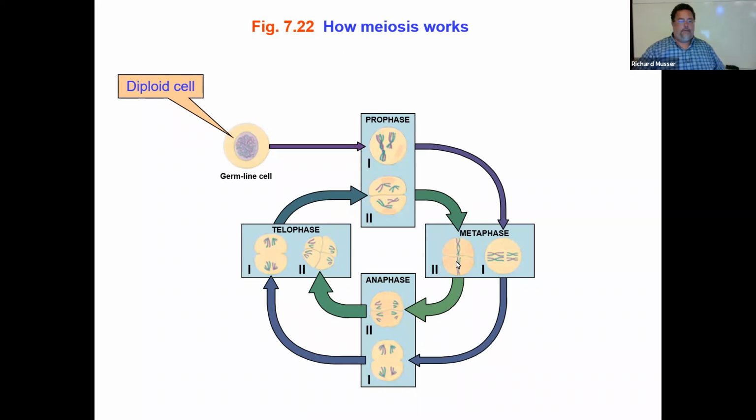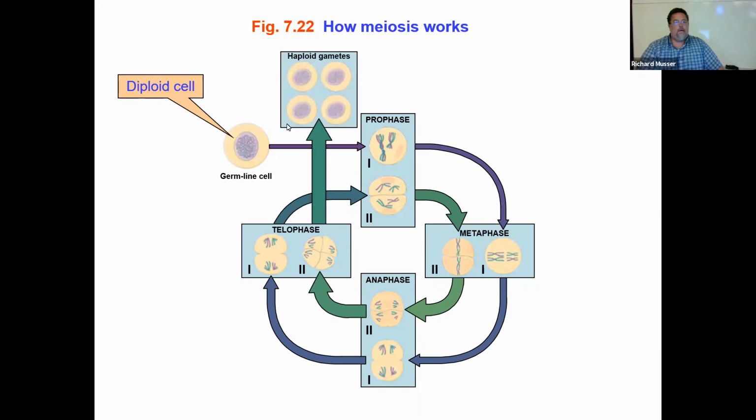You can see the little spindles and all that stuff. So meiosis part 2 looks a lot more like mitosis as far as how the chromosomes line up and so forth. And then you have 4 new haploid gametes. So you would have 4 new sperm cells, for instance.